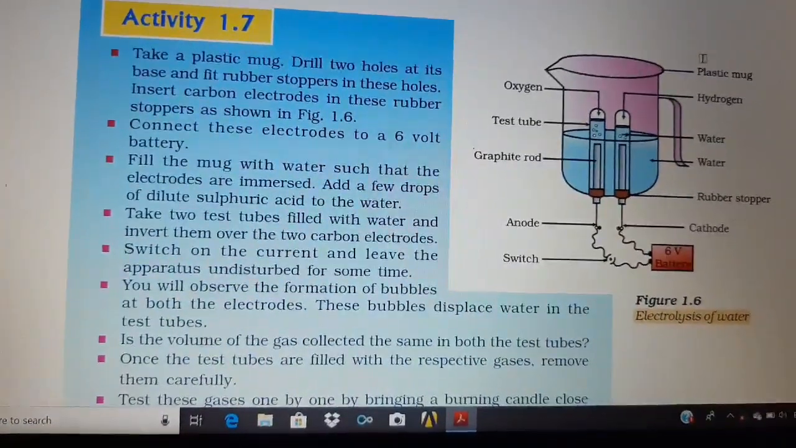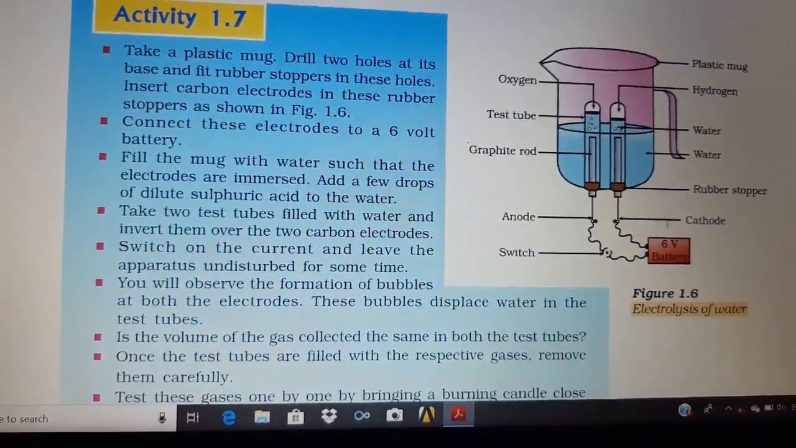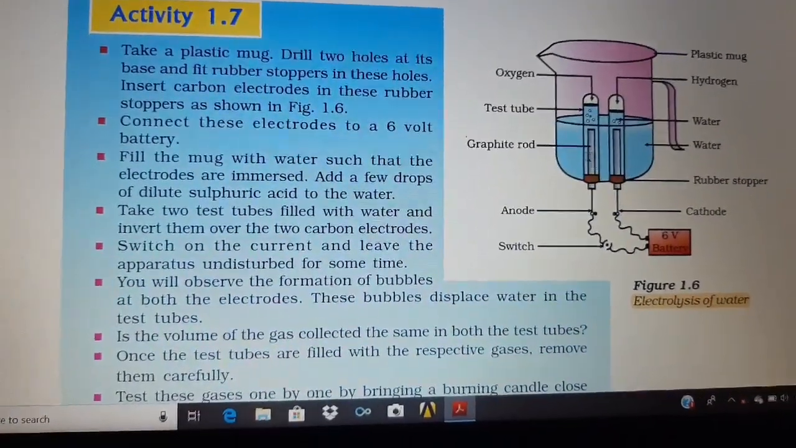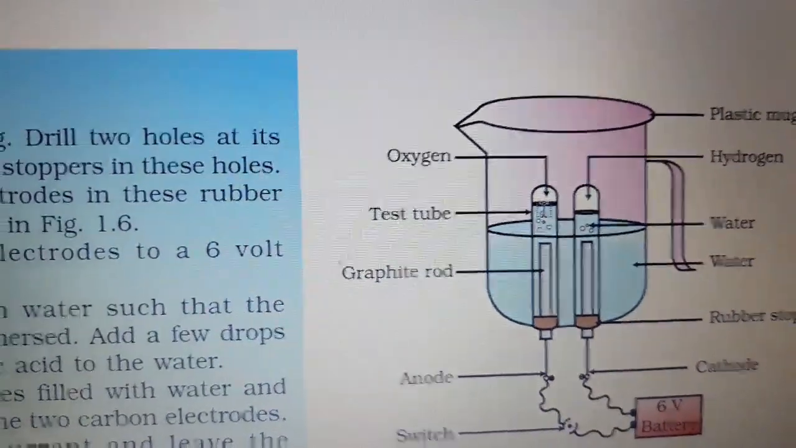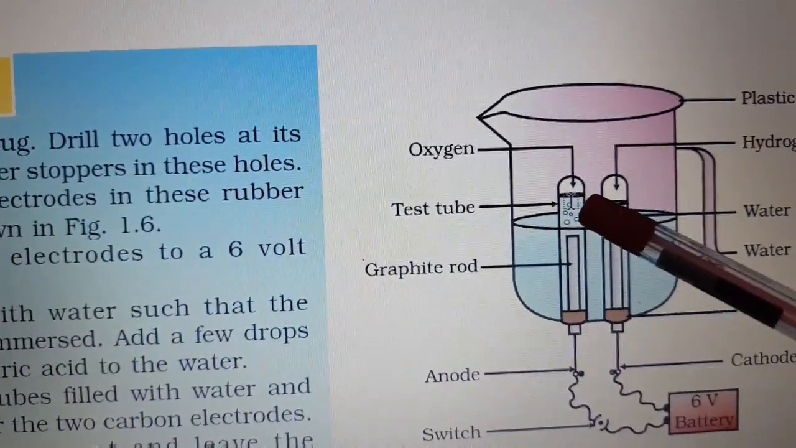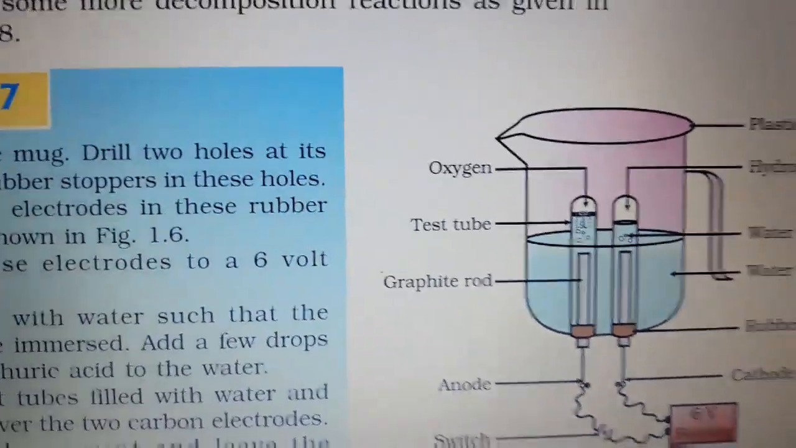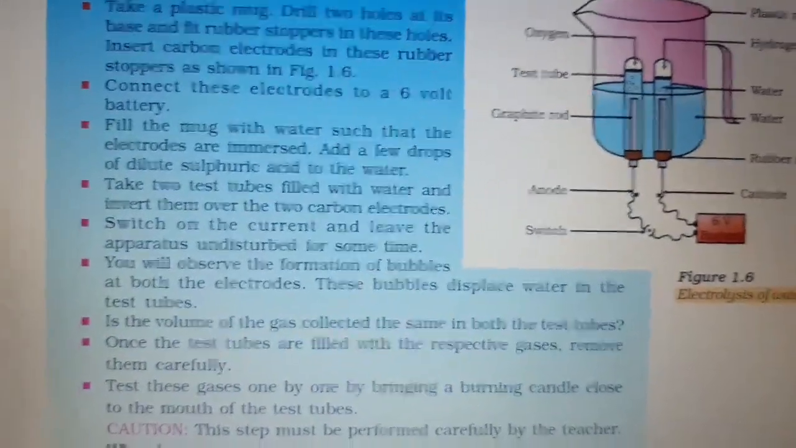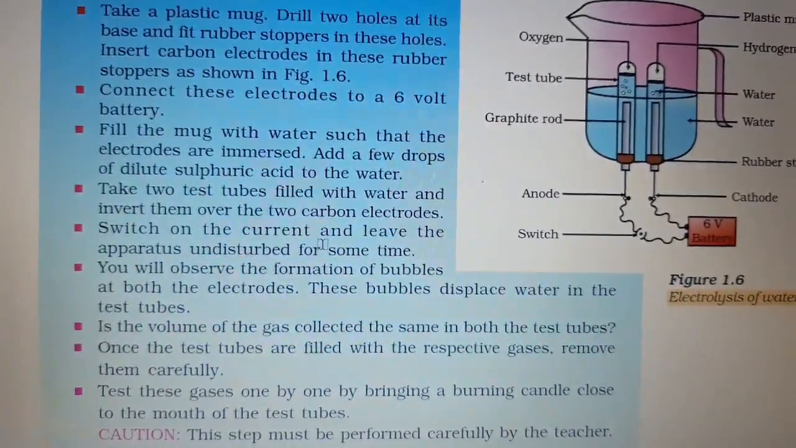Here you can see the equipment or arrangement required for electrolysis: a DC source is there, anode and cathode are there, and 2 graphite rods are placed, and over these graphite rods 2 test tubes are placed. As you can see clearly, in one of the test tubes hydrogen gas will be there, and in the other oxygen gas will be there. So this is also one of the examples of a decomposition reaction. Here is the corresponding setup of what you need to do in order to do that activity in detail.